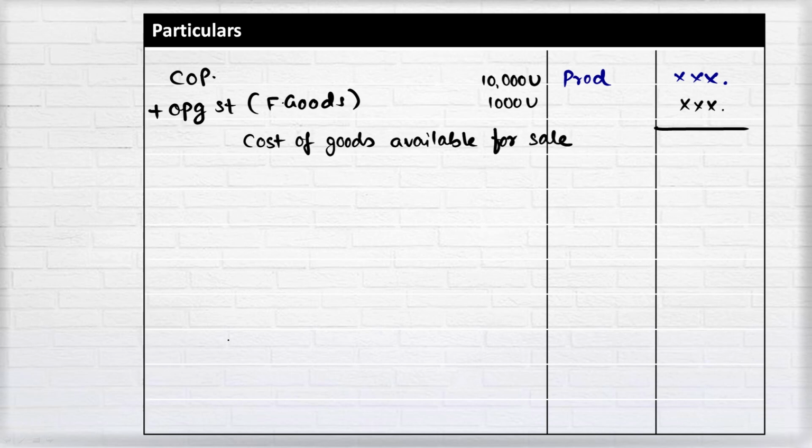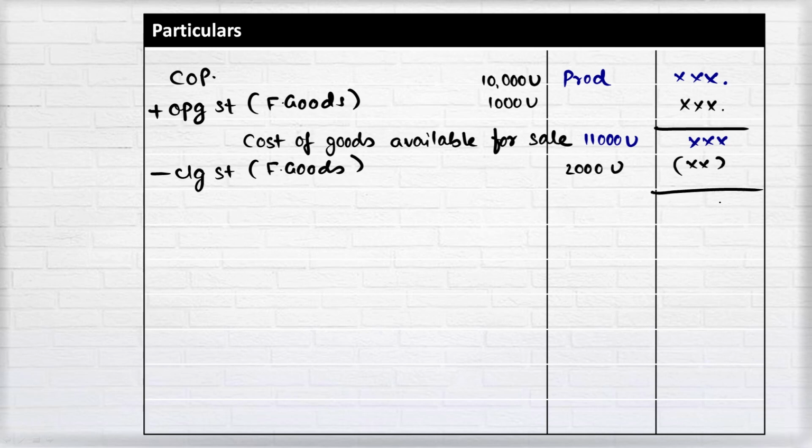How many units can you tell me? This answer is how many units? 11,000 units. What are 11,000 units? Manufactured plus opening. What are manufactured plus opening? These are the goods which you can sell. So it is cost of goods available for sale minus closing stock of finished goods.